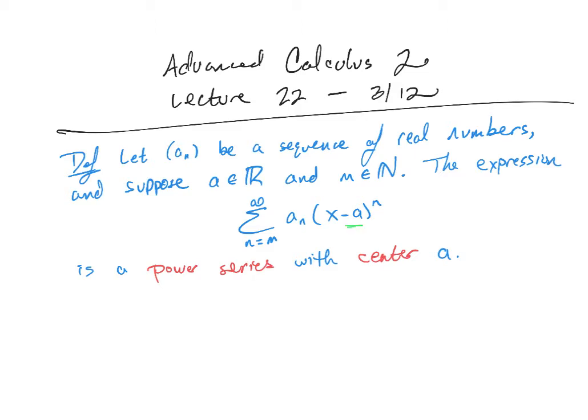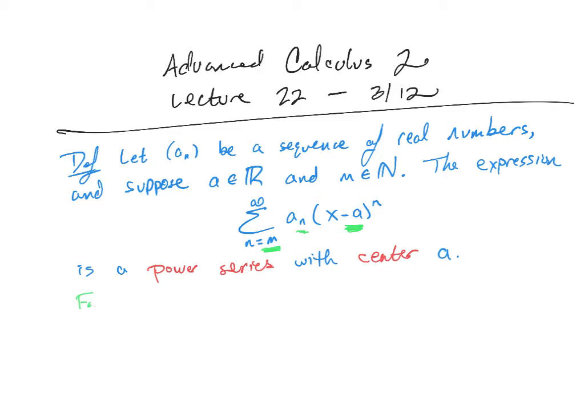Okay, this center thing doesn't really matter. The center just shifts the behavior of that series left or right. If it's a positive a, then you're shifting it to the right. If it's a negative a, then you're shifting it to the left. The other thing that doesn't really matter is the m here where we start. We could always take that m to be 0 and just pad some of the sequence with zeros. Okay, so we might as well just assume that a is 0 and m is 0.